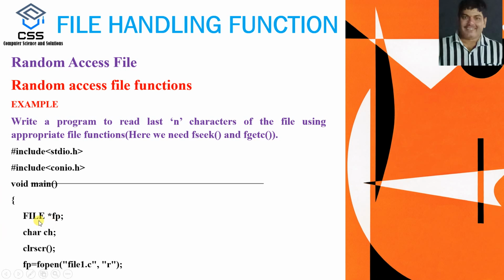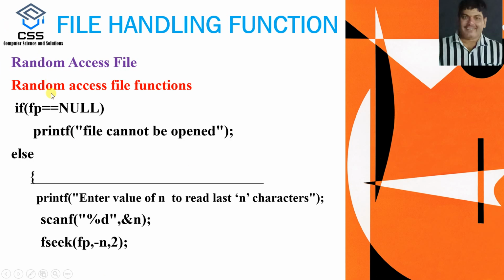Suppose you have taken a file pointer and a character variable. The file you want to read must be existing. Let that file be file1.c, where the data will be read, and hence r is the read mode of the file. If the file is not present, it will display that the file cannot be opened.